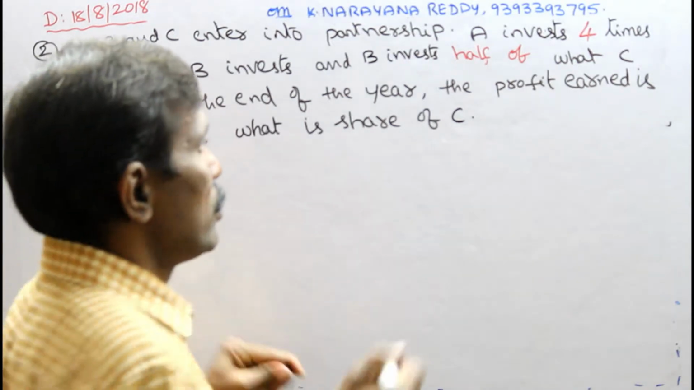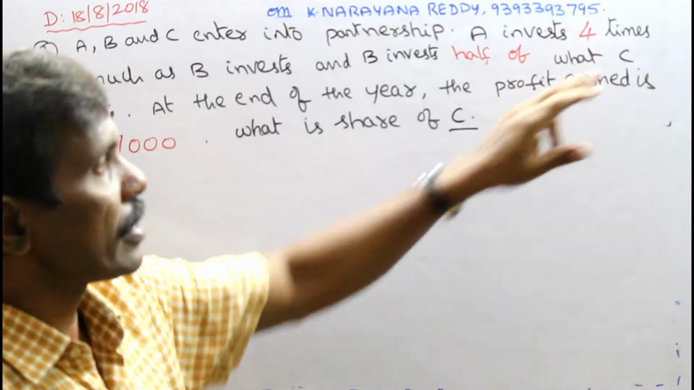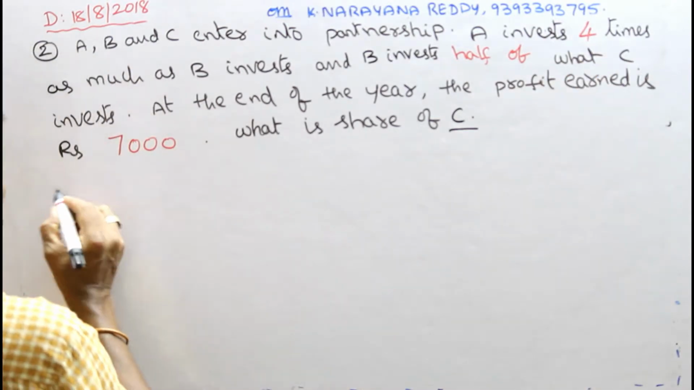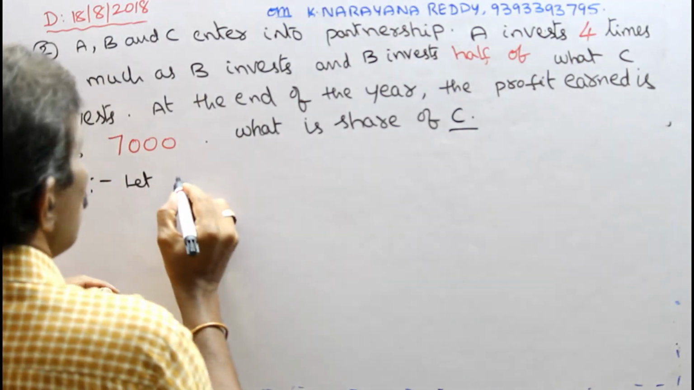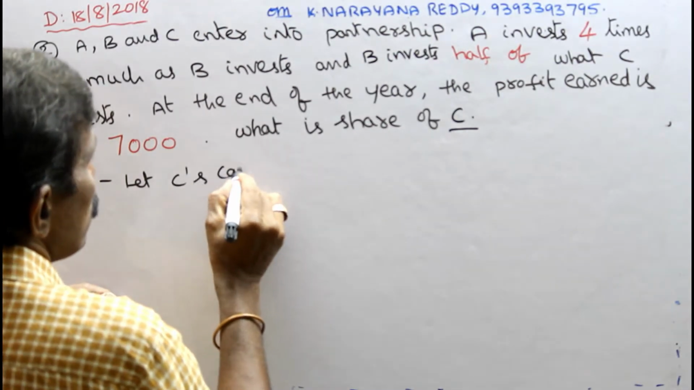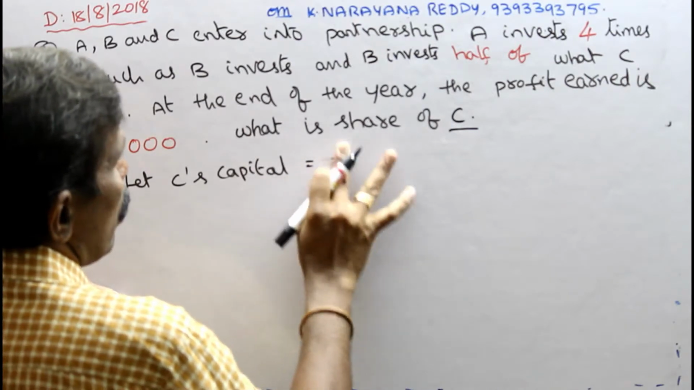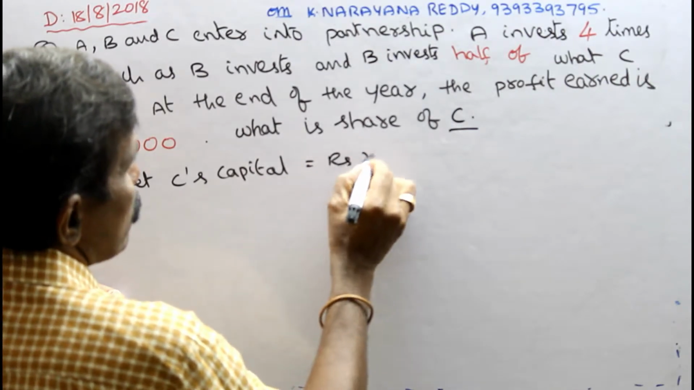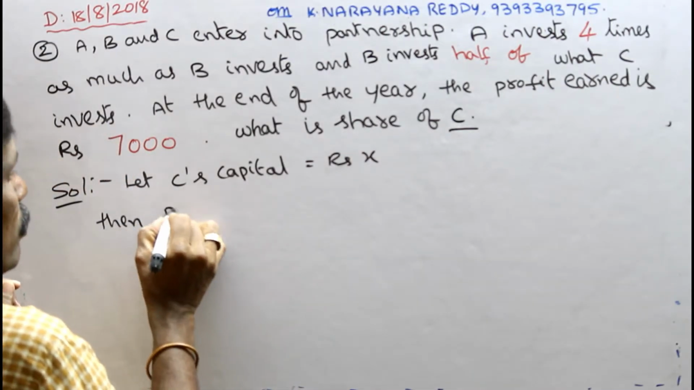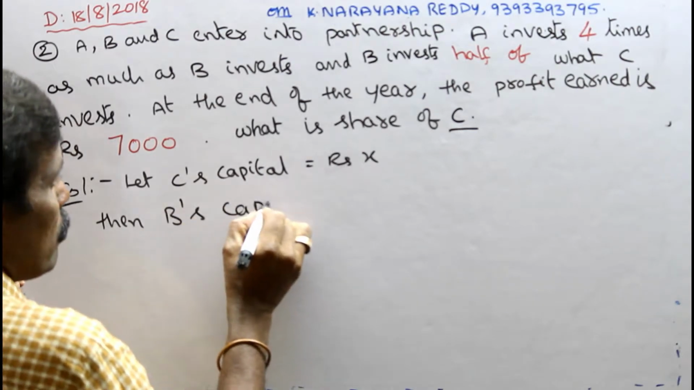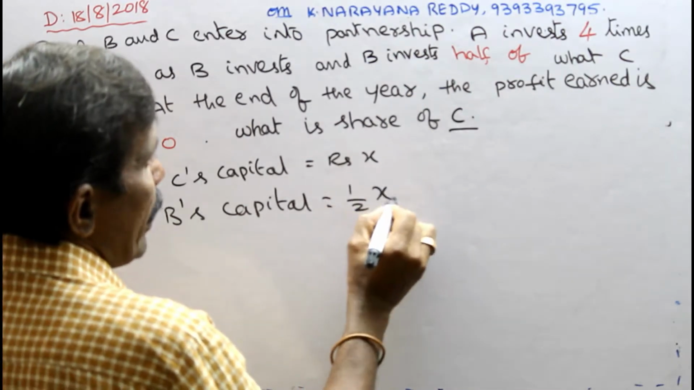Now we have to find the share of C. How to find? Simple. First let us consider C's capital or C's share. Solution. Let C's capital equal X rupees. Okay? Then B's capital equals half, 1 by 2 X rupees.